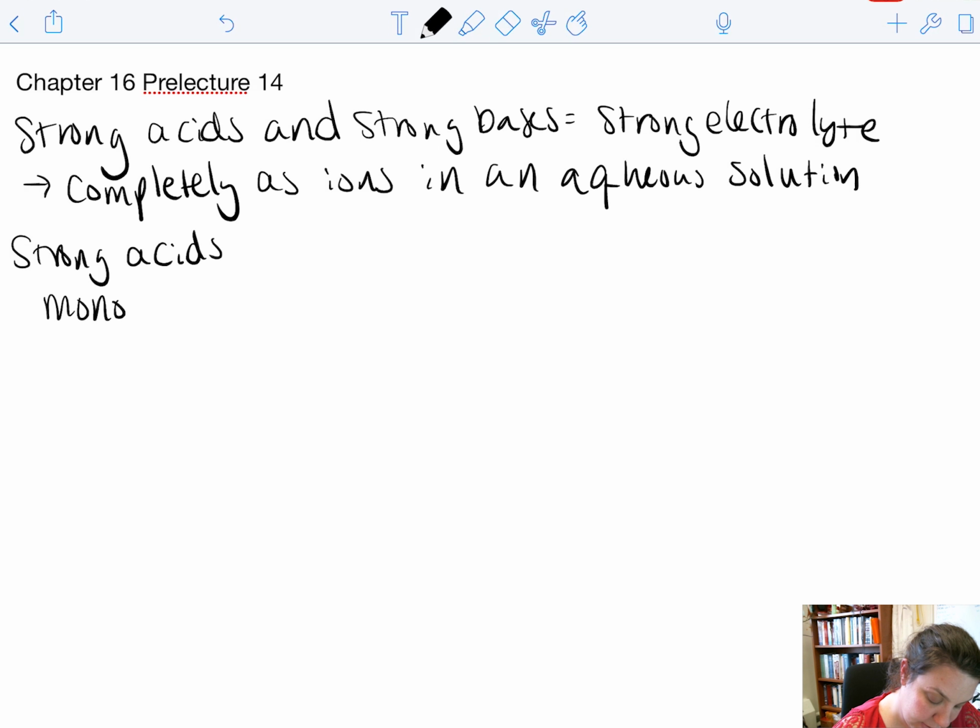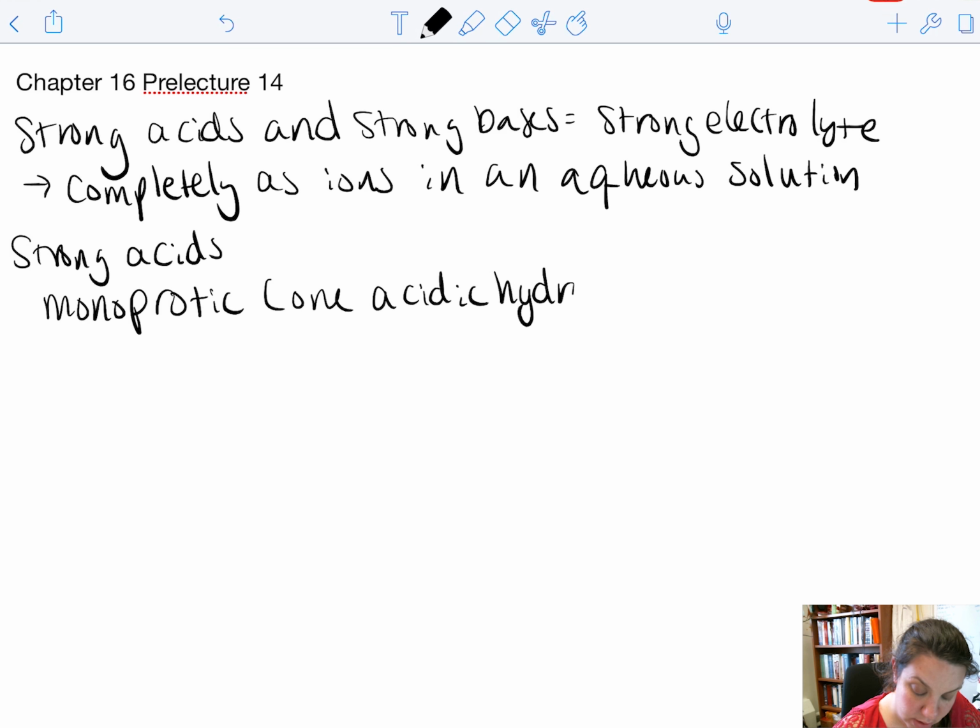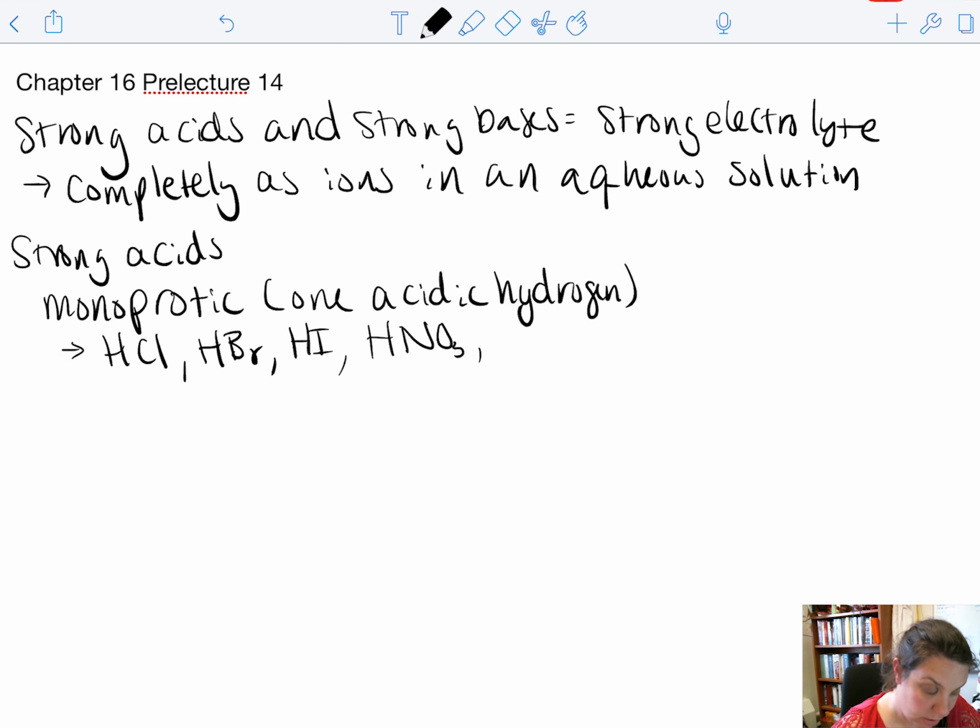So our monoprotic, this is an acid that has one acidic hydrogen. So one hydrogen that can break off from the molecule as a proton or H+. The ones you need to memorize: hydrochloric acid, hydrobromic acid, hydroiodic acid, nitric acid, chloric acid, and perchloric acid.